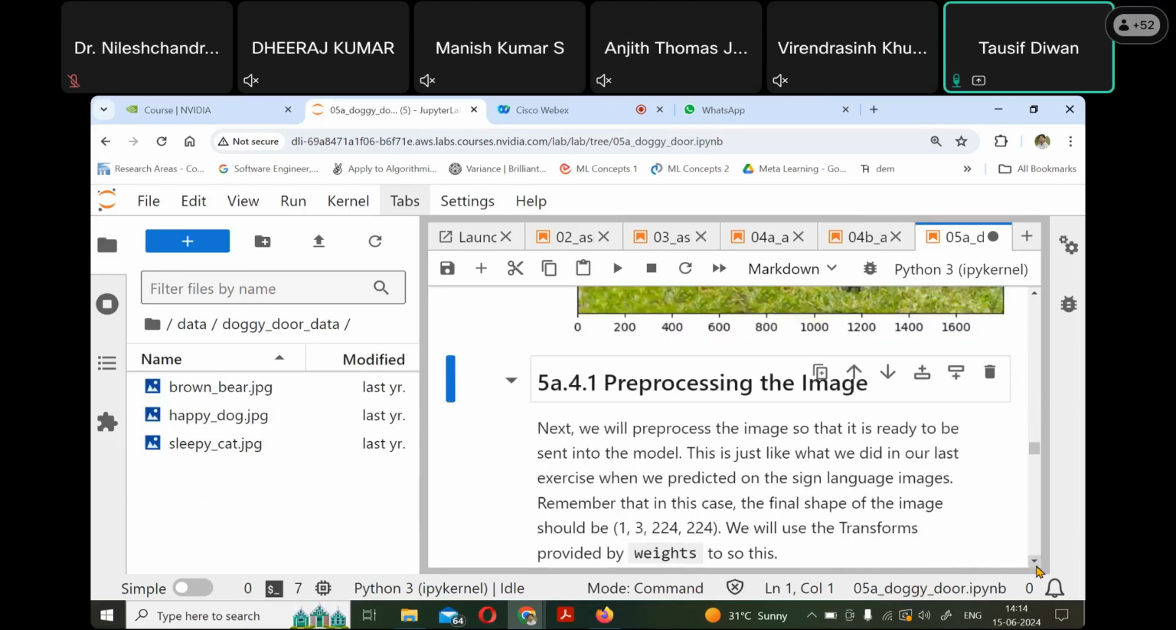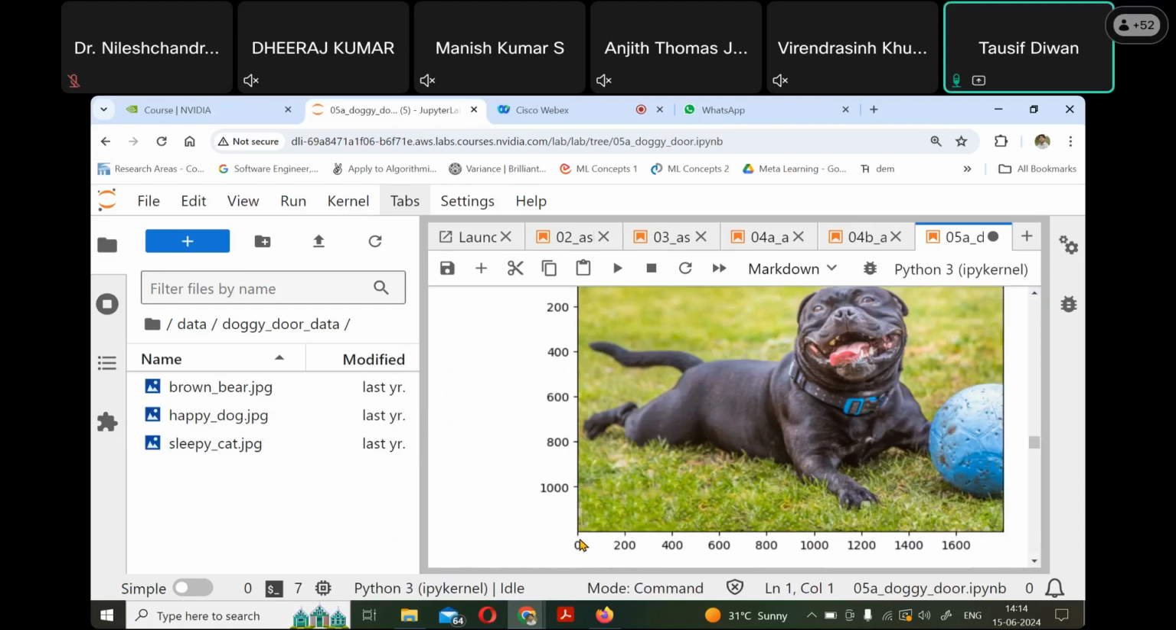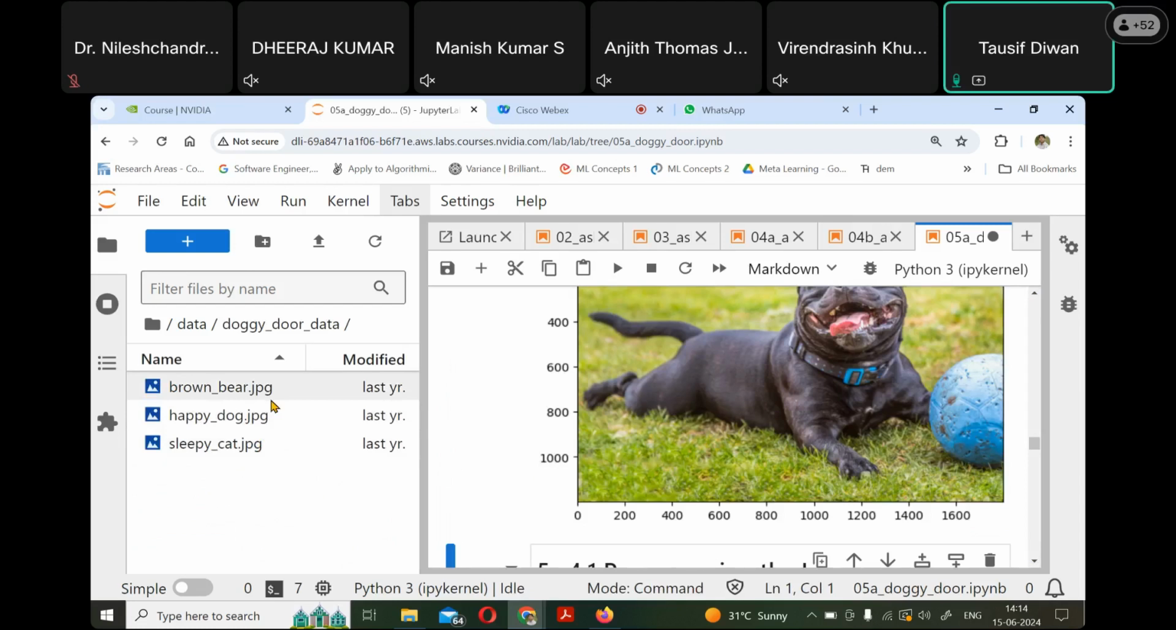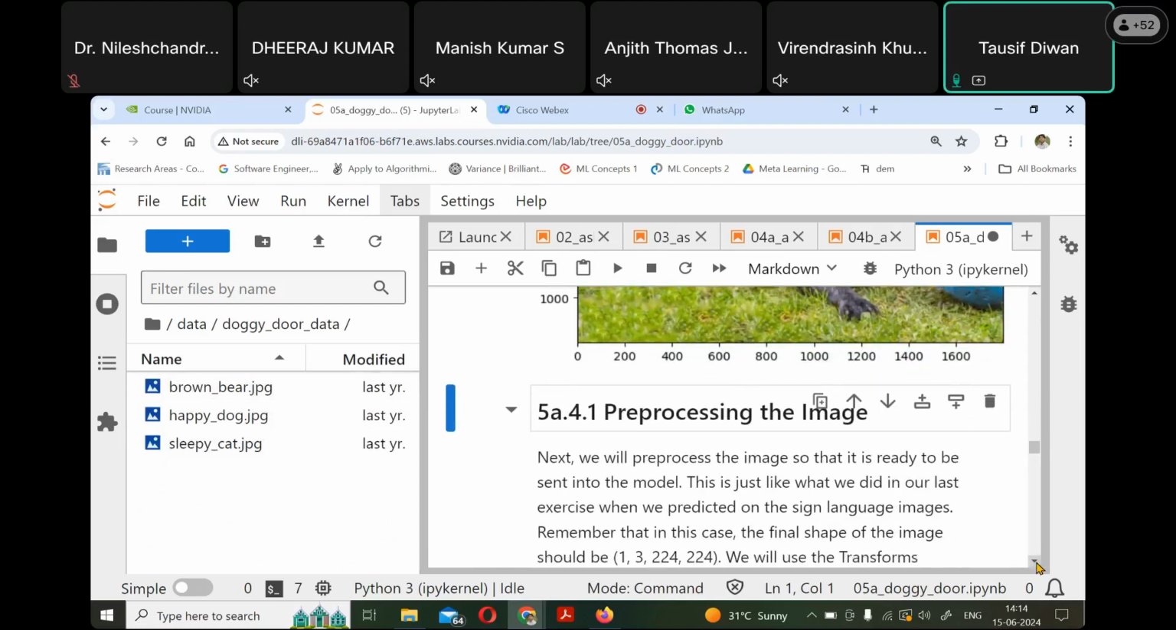Fine. What is the dimension? The dimension is something like 1200 by 1800. This is the dimension of this image. Once again we need to see what our model is expecting as input and what it is generating as output, and how we can get a meaningful prediction.